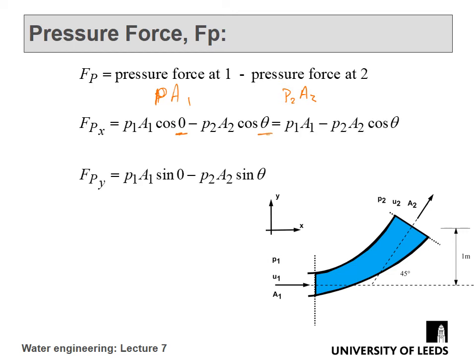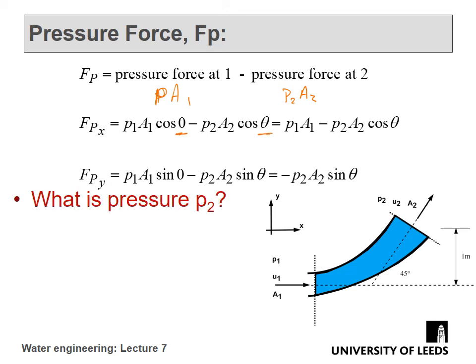Let's apply that in the x direction. In the y direction, a similar expression: the pressure at 1 minus the pressure at 2, resolved in the y direction. Sine 0 is 0, so we'll get a minus P2A2 sine theta. We need to enter P2 here, and we don't know that. We do know P1, we were given that. So where do we get pressure P2 from? Well, we get that from the Bernoulli equation.